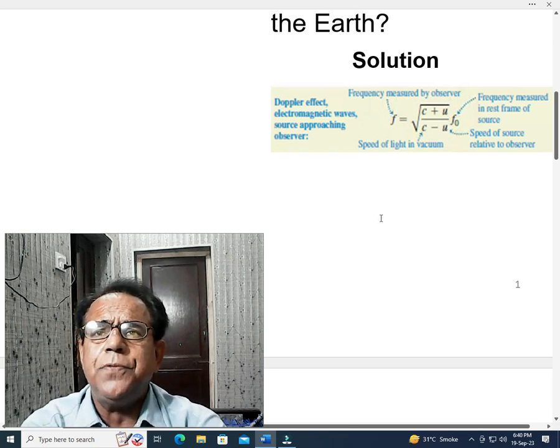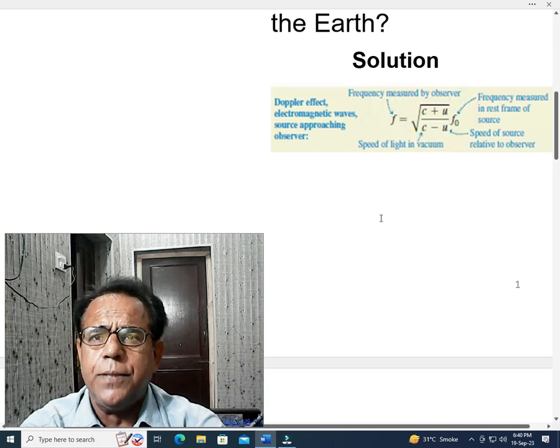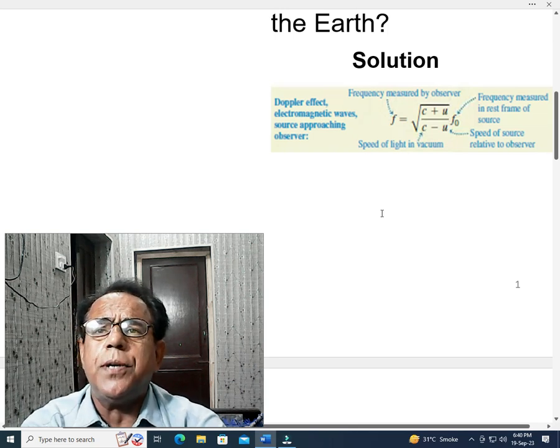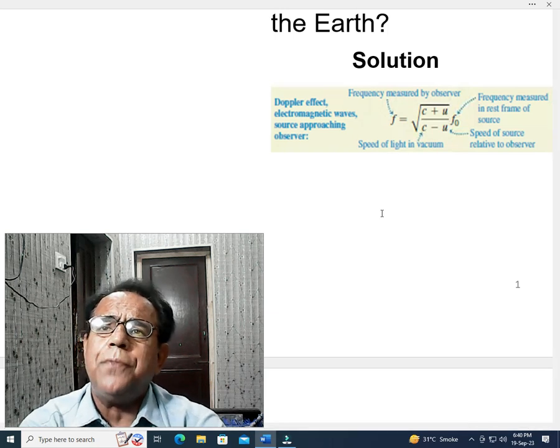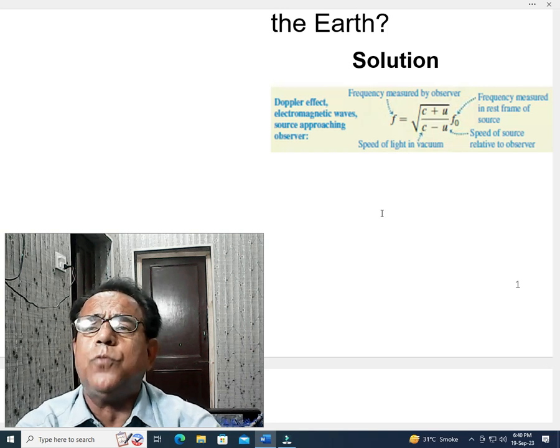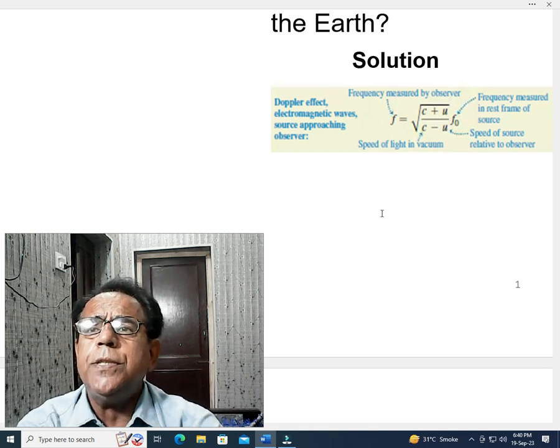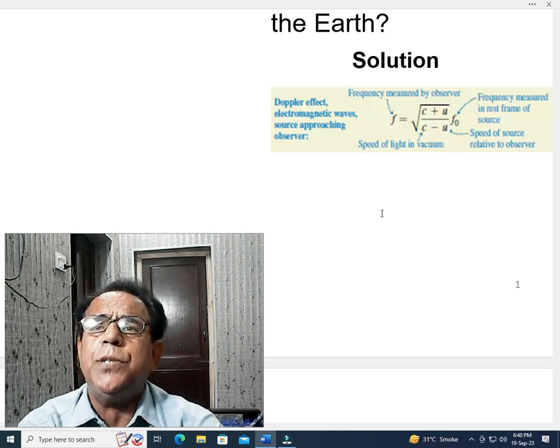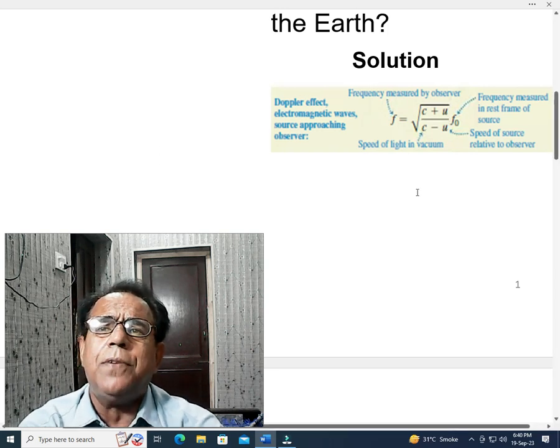Here f is the frequency measured by observer. f is equal to under root c plus u over c minus u into f naught, where f naught is the frequency measured in rest frame of source, u is the speed of source relative to observer, and c is the speed of light in vacuum. Our problem will be based on this philosophy.